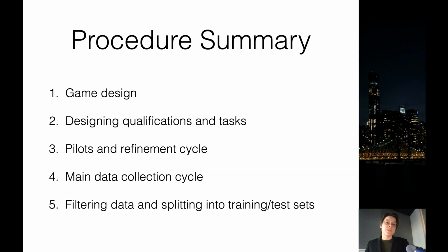So to summarize our data collection procedure, we first designed the game and thought about basically what we wanted out of it. Then we designed the qualifications, and then we did some pilot and refinement cycle, both with workers and also people at Cornell. And then finally, we had our main data collection cycle and then filtered the data and split it into training and test sets.